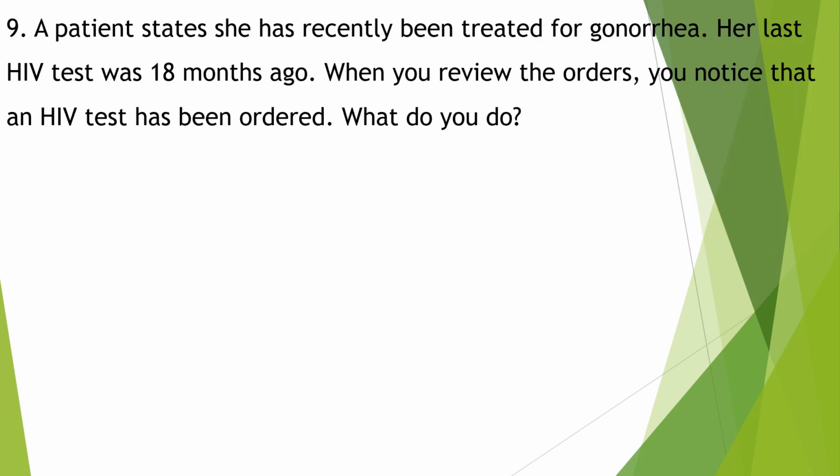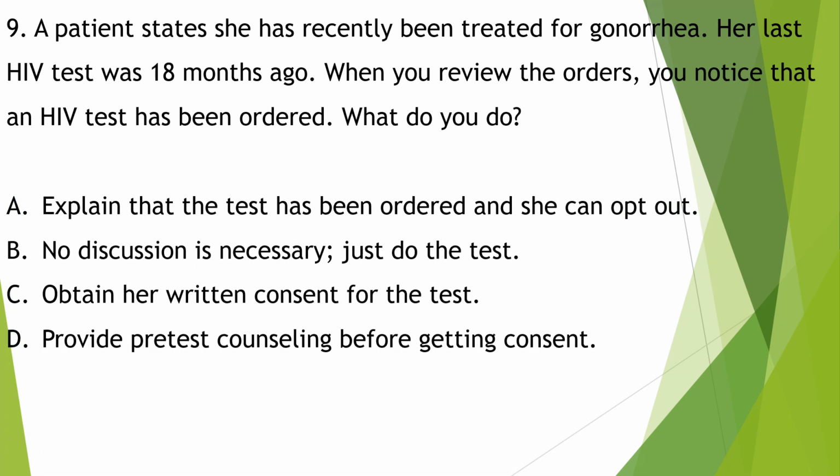A patient states she has recently been treated for gonorrhea. Her last HIV test was 18 months ago. When you review the orders, you notice that an HIV test has been ordered. What do you do? Explain that the test has been ordered and she can opt out. No discussion is necessary, just do the test. Obtain her written consent for the test. Provide pre-test counseling before getting consent.